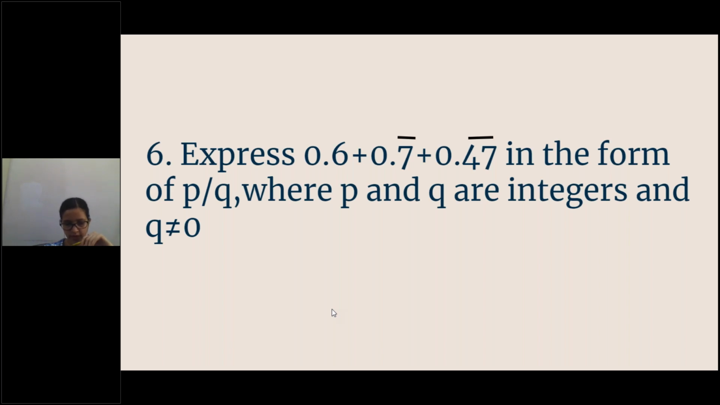Okay, somebody's already solved it. Abir, is this the final answer? How do we do this? We have not done. Yes, Ryan. So take 0.6 and just leave it aside as 0.6. Now solve for 0.7 recurring using the same method we did for the last question, and then separately solve for 0.47.